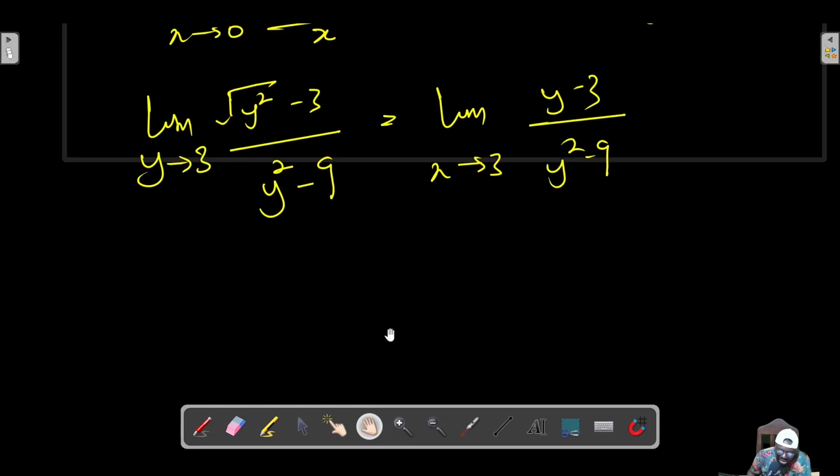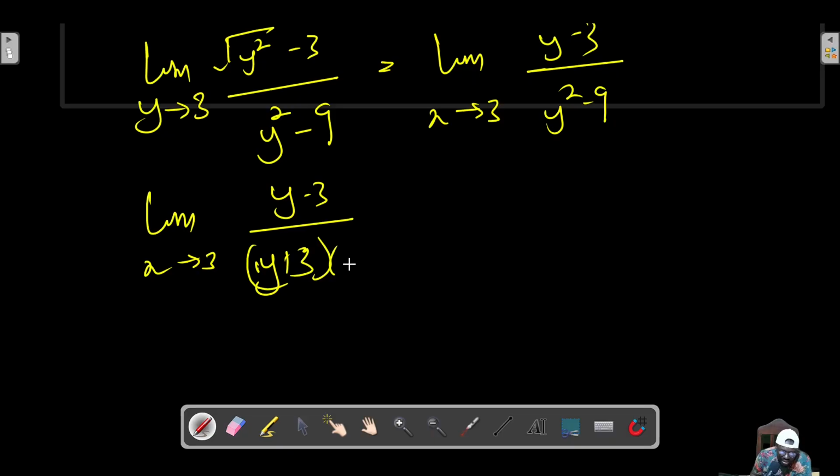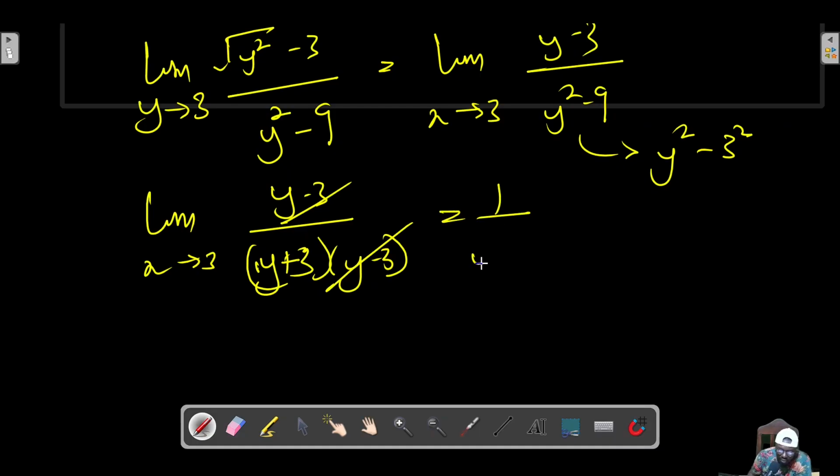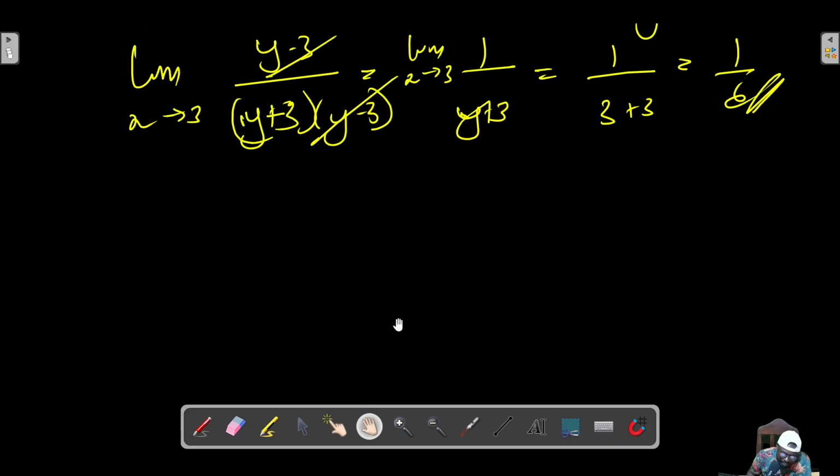We can factorize the denominator. So the limit as x approaches 3 of y minus 3 divided by y plus 3 times y minus 3, because this can be written as a difference of two squares, y squared minus 3 squared. And we know this cancels out this. We end up with 1 over y plus 3. That's the limit as x is approaching 3. Now from here we end up with 1 over 3 plus 3, and our answer is 1 over 6. So interesting.